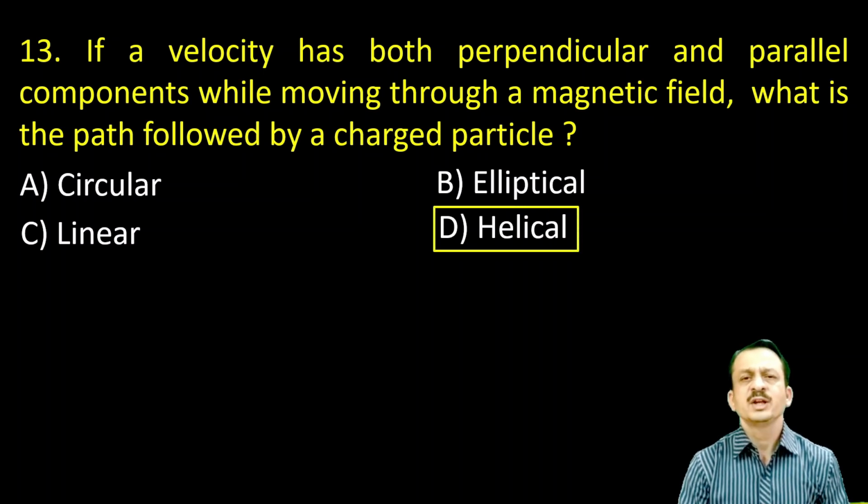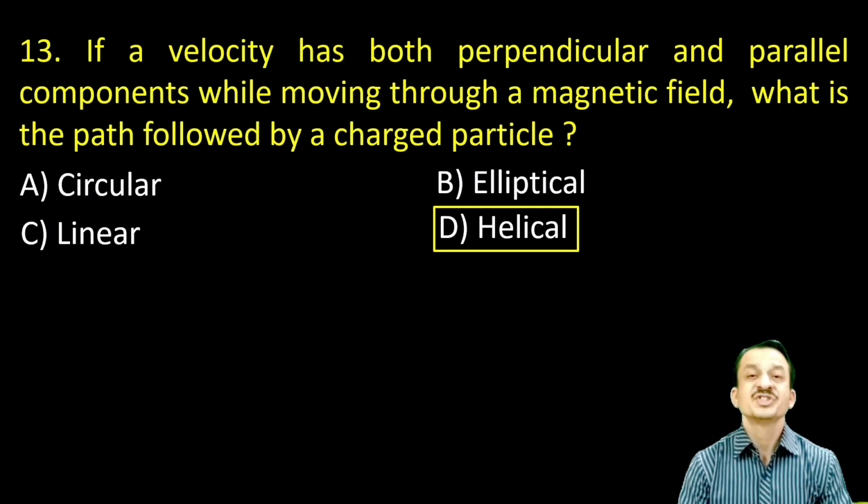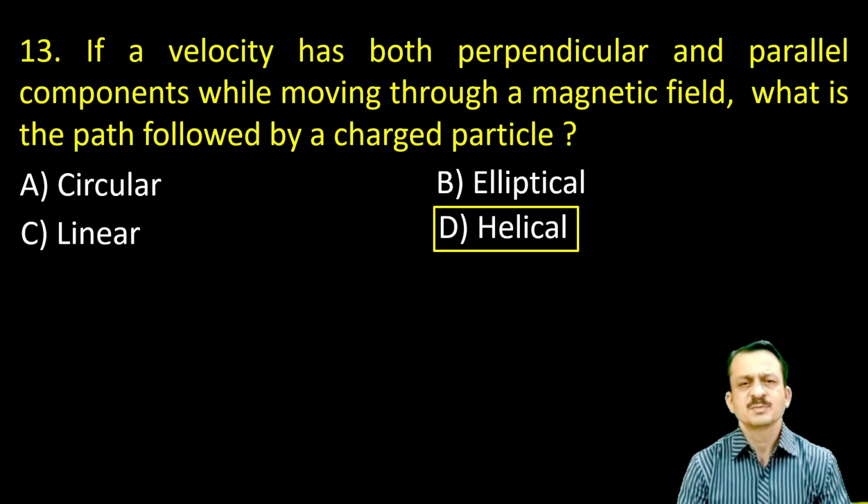If it has only a perpendicular component, it describes a circular path. If it has only a parallel component, it will not describe any circular path. It moves in a straight line. You should remember that one. But in this problem, they have given that it has both the parallel and perpendicular component. Therefore, the path is helical. It moves in a helical motion.